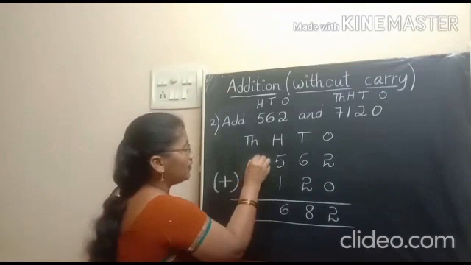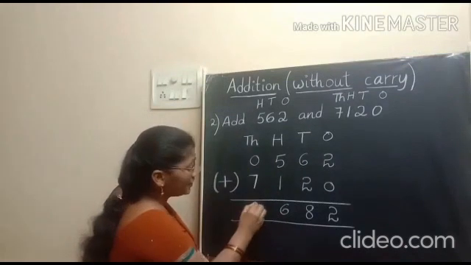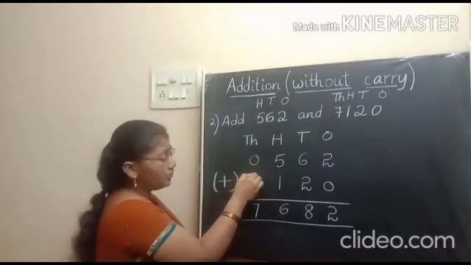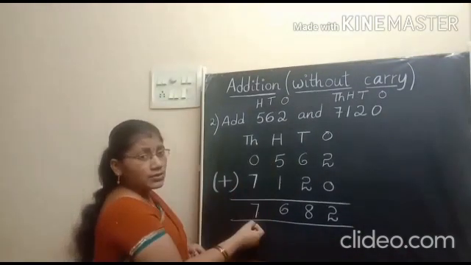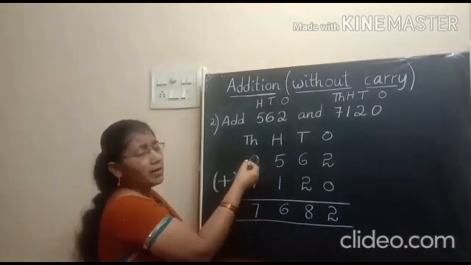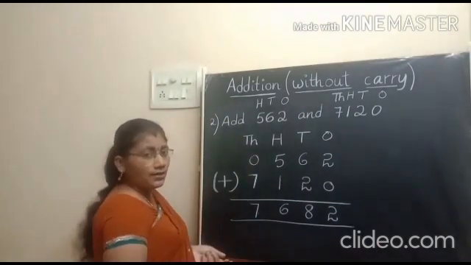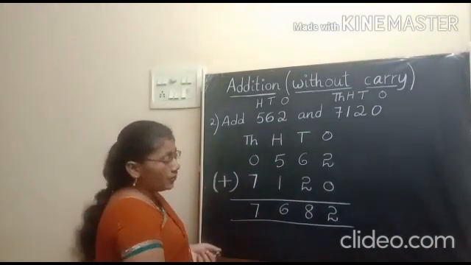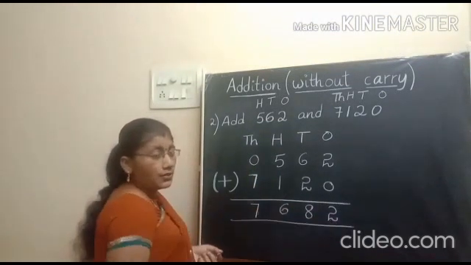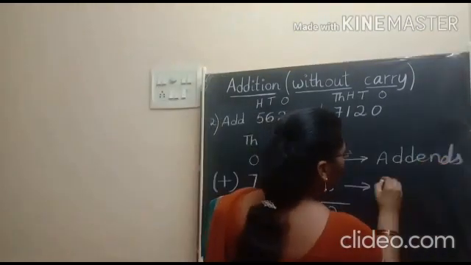Nothing. So simply 0. Or write directly 7 because here nothing to add. So simply you should write 7 in thousands column as a result. Or keep one 0 here and add these two. By adding any number with 0 we get the same number. There is no change. Okay children? We can add like this. So the final answer is 7682. Understood?